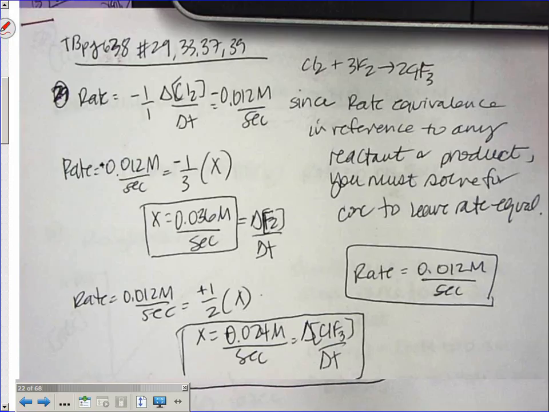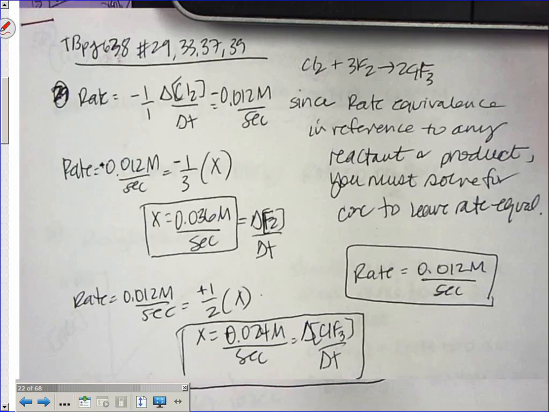Okay, so for the rate for this particular example, chlorine plus fluorine yields chlorine trifluoride, there's our reaction. What you were given was that chlorine was consumed at 0.012 molar per second, and so that negative there is just representing the fact that it's consumed. Generally, we never write rates as negatives. We just say consumed or produced, but occasionally you will see that. So understand that negative just means it's consumed.